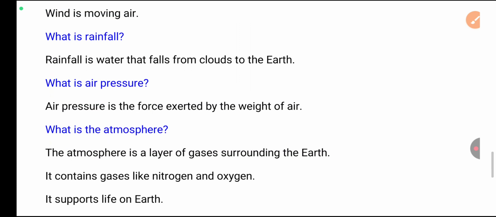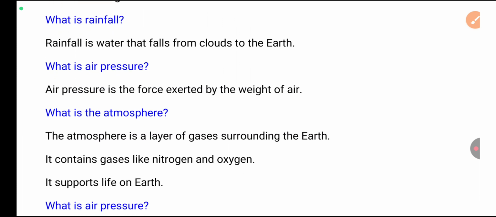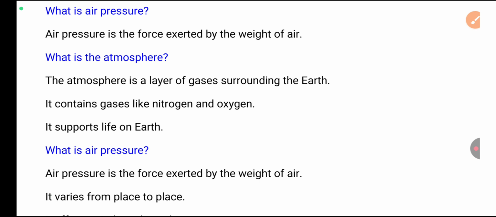Now moving to another question. What is rainfall? Rainfall is water that falls from clouds to the earth. Rainfall means raining. Now moving to another question. What is air pressure? Air pressure is the force exerted by the weight of air.